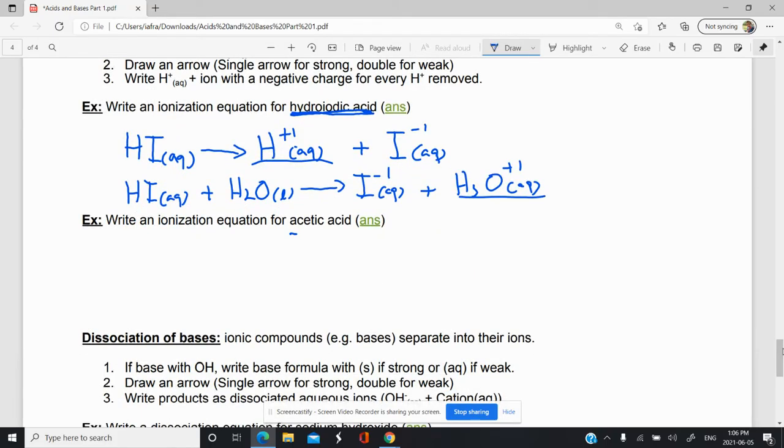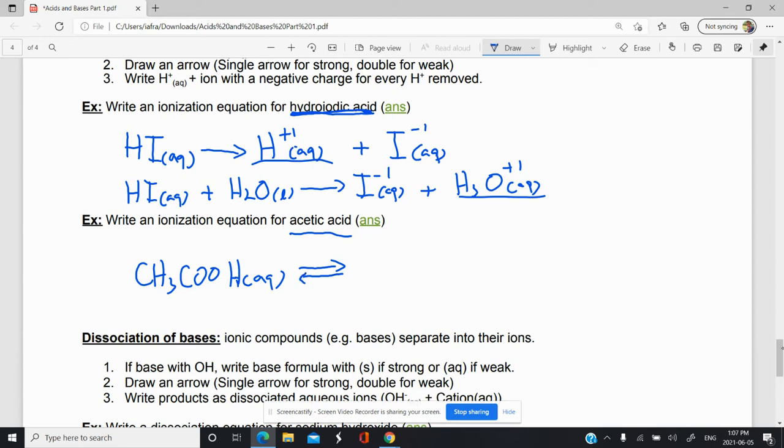Now we have an acid called acetic acid. This one you may not know the formula for, so if there's some weird acid, a weak acid that you don't know, I would give you the formula for it. So acetic acid is CH3COOH. And I'm going to write it the simple way first. So we'd still write it as AQ. We would put our arrows, but they're double arrows to indicate that it's not 100% ionization.